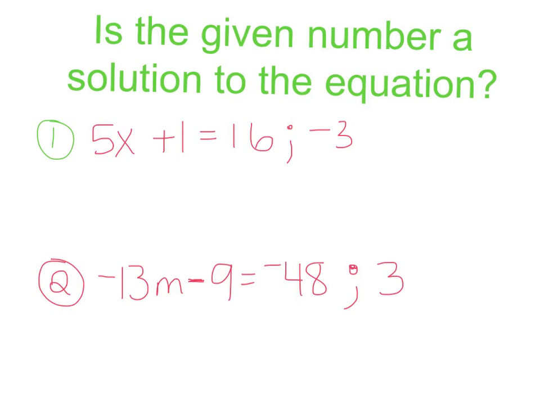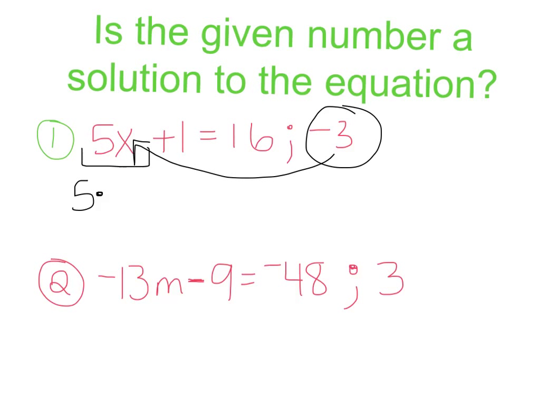Alright, next thing here, we want to tell whether the given number is a solution to the equation. This is your given number here, negative 3, and we want to figure out if that will satisfy the equation. Meaning, if we plug it in for x, will it equal 16? Remember, when a number is next to a variable, it means to multiply. It's going to be 5 times negative 3 plus 1, and we want to see if that's going to equal 16.